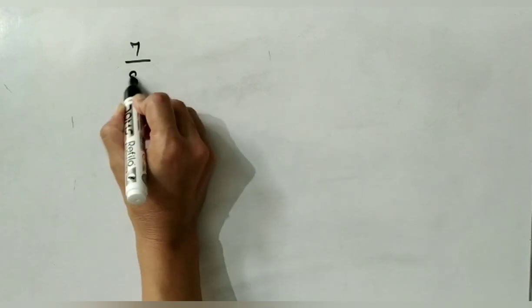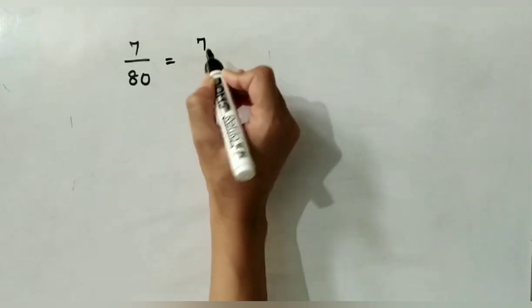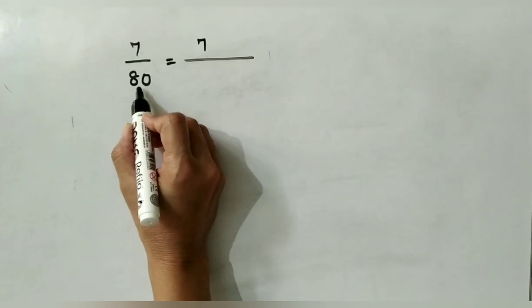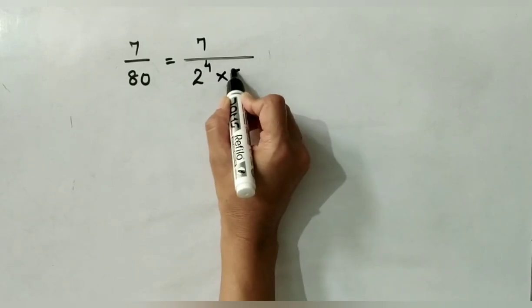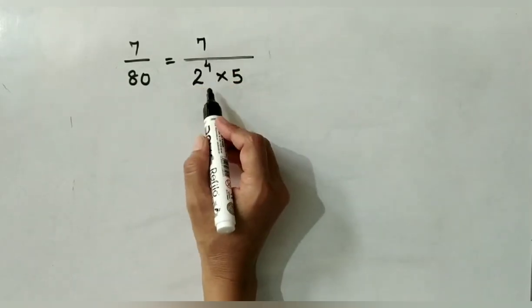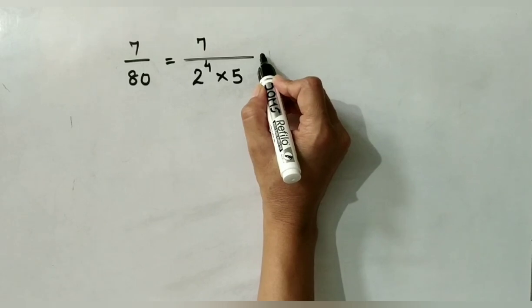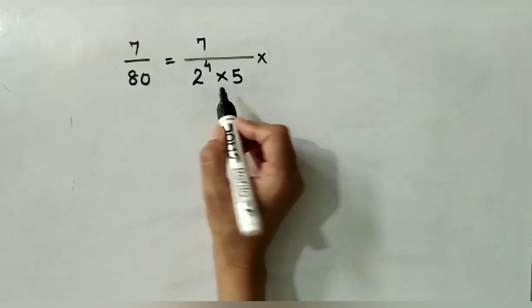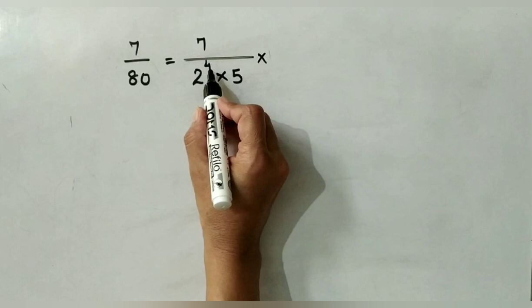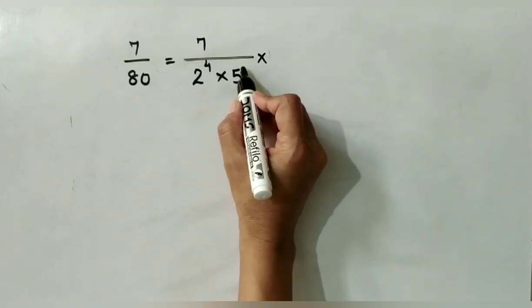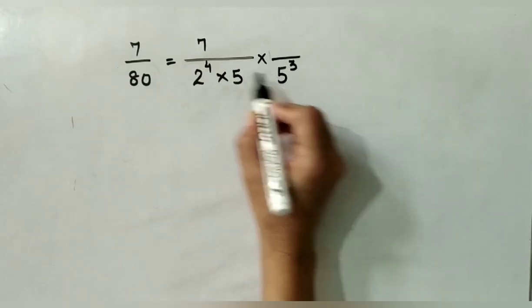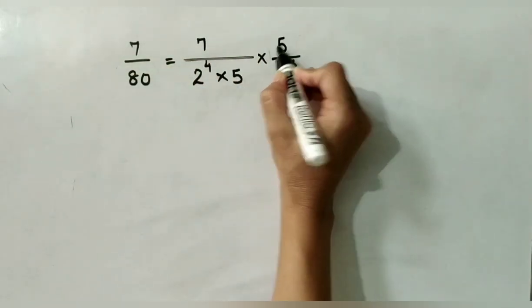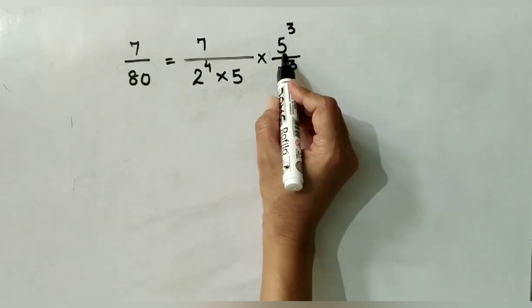Let's pick another example. If the number is 7 by 80, we know it's a rational number. Let me write the prime factorization of the denominator. 80 can be written as 2 raised to power 4 into 5. And if we want to express this number in decimal form, the easiest way would be to make the denominator a power of 10. Now 2 has already got the power 4, 5 is just having power 1. If I write 5 cube in the denominator, to balance this whole number, 5 raised to power 3 or 5 cube should be written in the numerator as well.